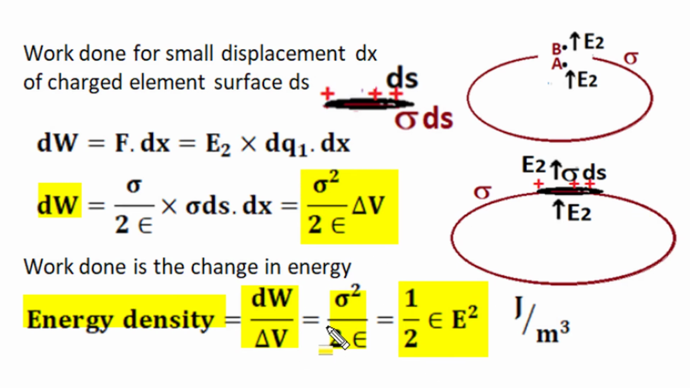So one can remember these figures, sigma square upon 2 epsilon or half epsilon E square, and now one can find very easily that the force required to move a surface by an elemental displacement dx is electrostatic pressure sigma square upon 2 epsilon multiplied by the elemental surface area ds, and the energy or work required to move the surface is energy density multiplied by the volume change taking place there. So these expressions of electrostatic pressure and energy density are very useful to find force or energy calculations in electrostatics.